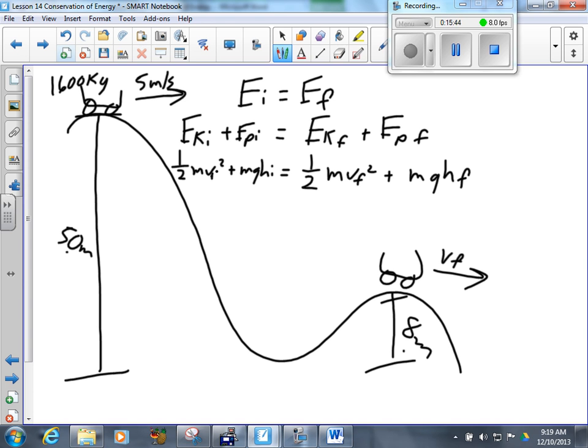I want to solve for what here? The final speed. So if I want to get VF all by itself, what do I need to do first? Nope, I can't divide yet. I have an addition operation going on that side. I have to subtract it.